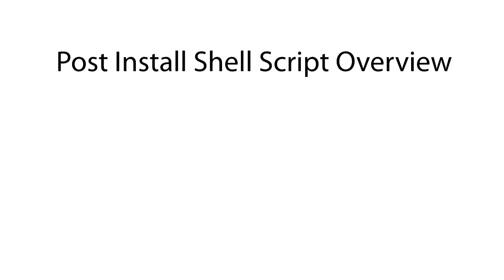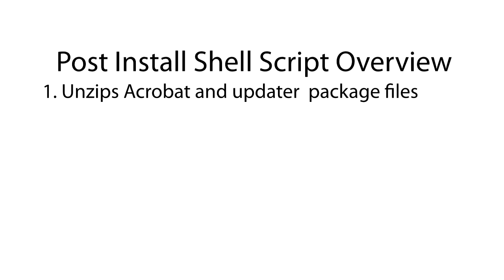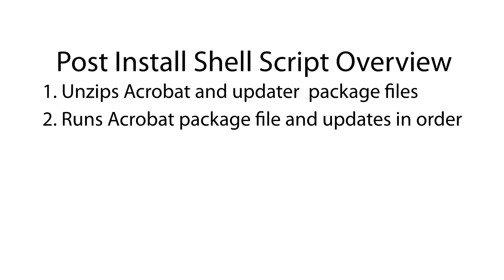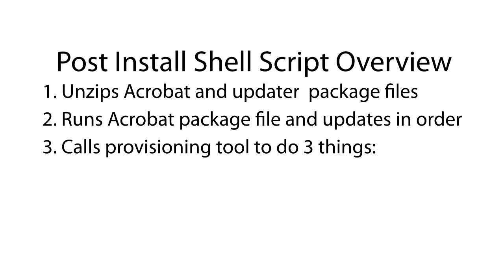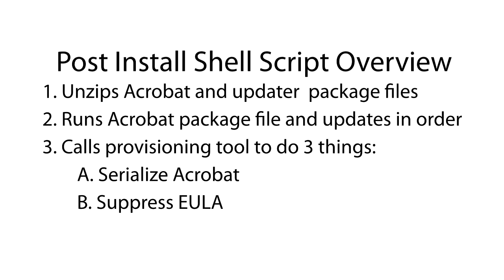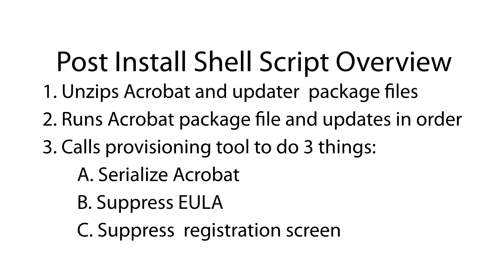Let's discuss the post-install shell script in an overview. What does the post-install shell script actually do? It does 1. Unzip the Acrobat and updater package files. 2. It runs or installs the Acrobat package file, followed by the updates in order. And 3. The script then calls the provisioning tool to do 3 things. A. Serialize Acrobat. B. Suppress the EULA, which is the end user license agreement. And C. Suppress the registration screen, including the Adobe.com signup. And finally, the script ends itself.